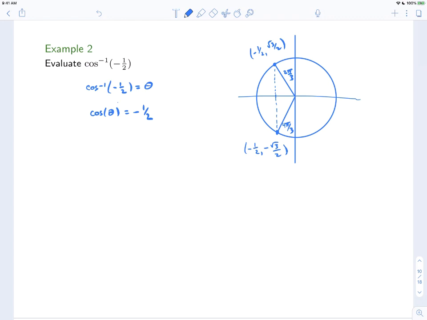But once again, we're looking at a restricted domain for cosine. The domain here is the set from 0 to pi. In terms of the unit circle, that means we're looking at angles on the top half. Pi is 180 degrees, so these are positive angles, a counterclockwise rotation between 0 and pi. So it's going to be the top half. That means we exclude the angle 4 pi over 3 because that's outside of the allowable range. So the answer is 2 pi over 3. So theta is equal to 2 pi over 3. And that's our answer.